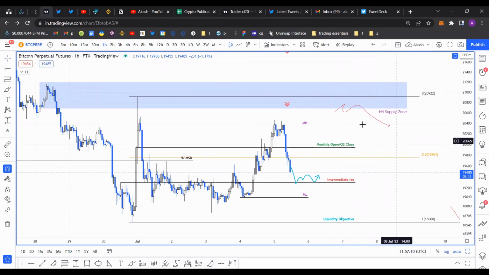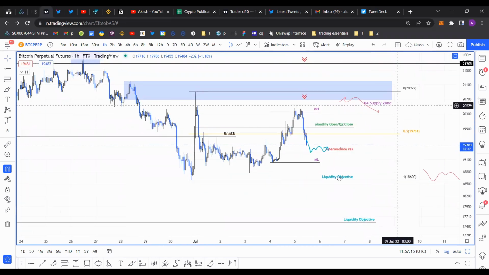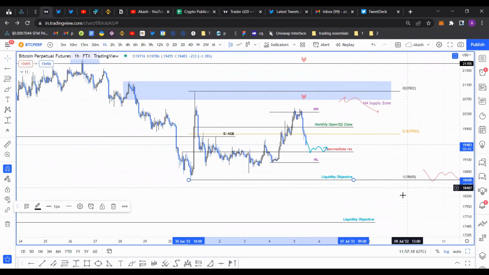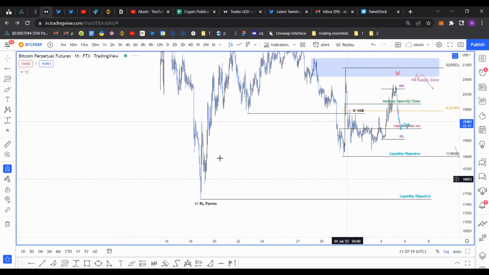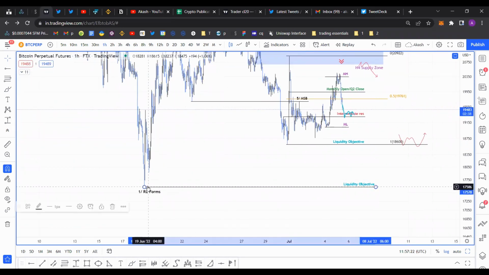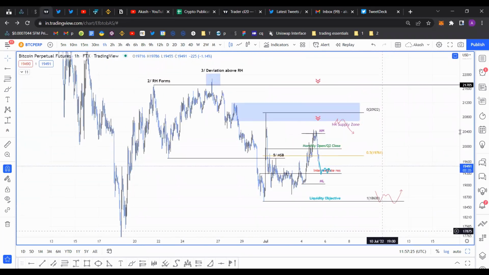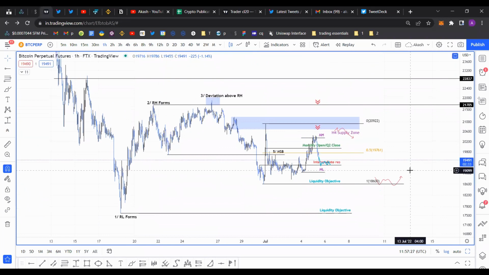And so yeah, once we get a rejection here, I would love to short this coin here and then book profits around the liquidity objective, which is 18.6K. And if possible, we could also sweep the range low formed here on 18th of June at roughly 17.5K. So that is basically the whole game plan.